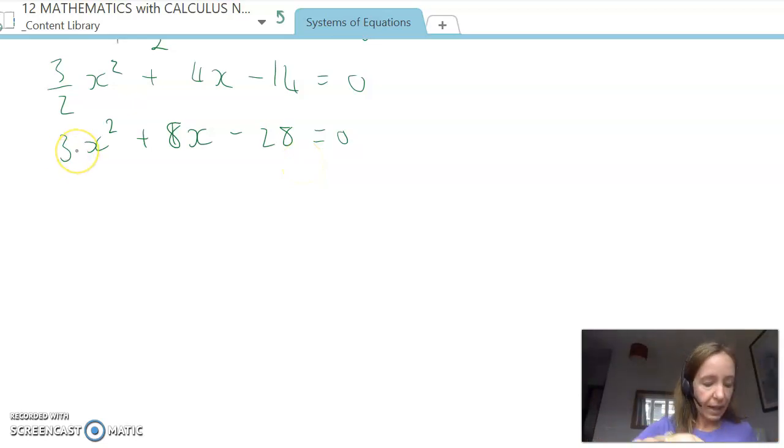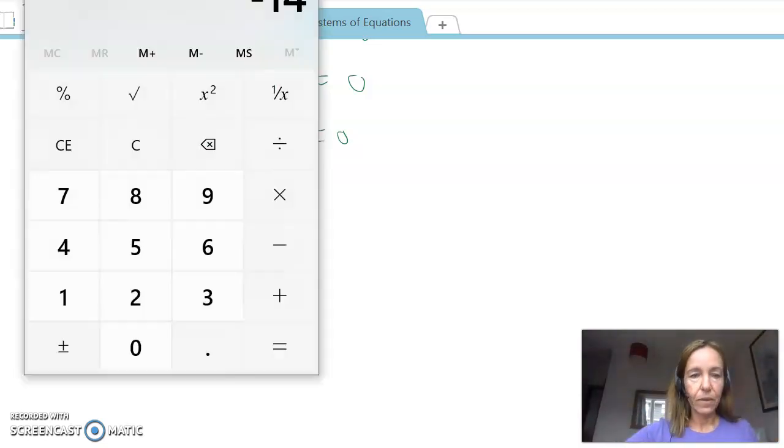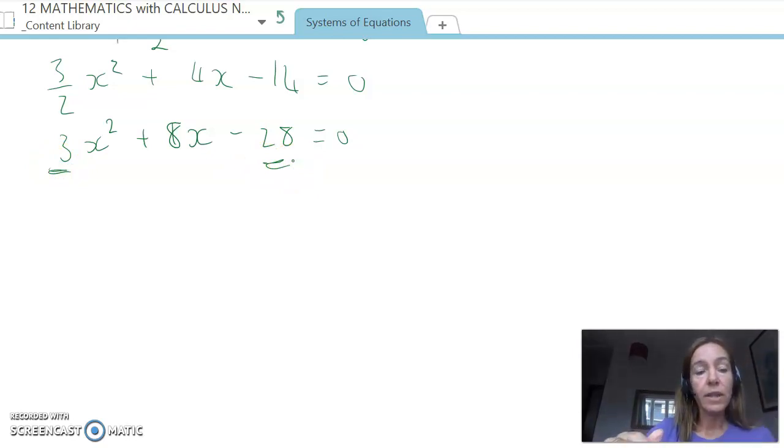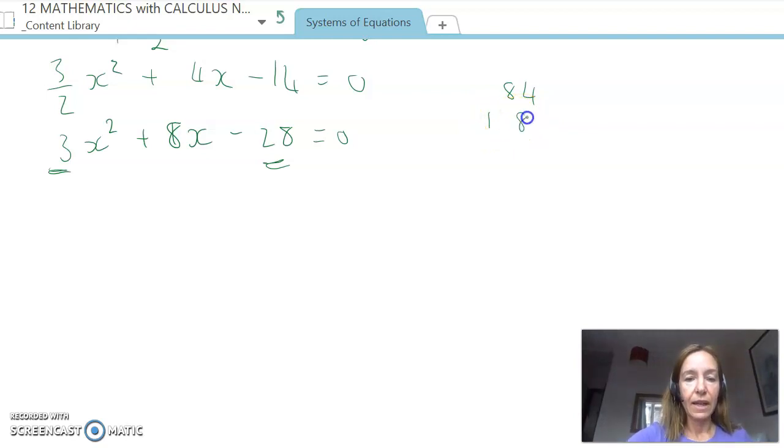So I'd go 3 times 28. 3, my gosh, times 28 gives me 84. So I've gone my coefficient of x squared times my constant at the end. 3 times 28 is 84. And now I just need to find all my factor pairs of 84. So 1 and 84.